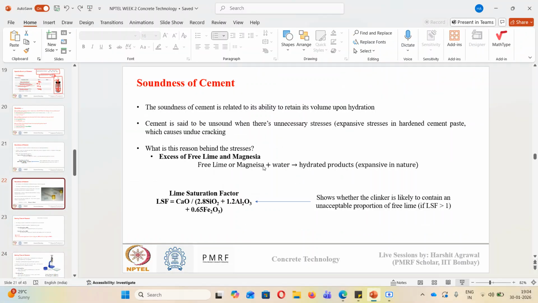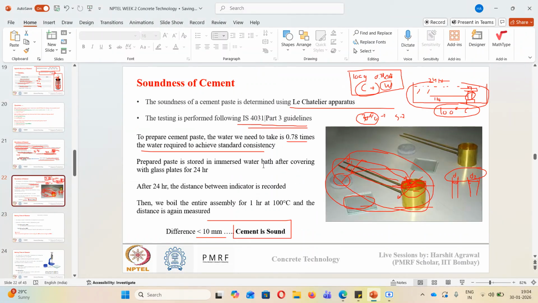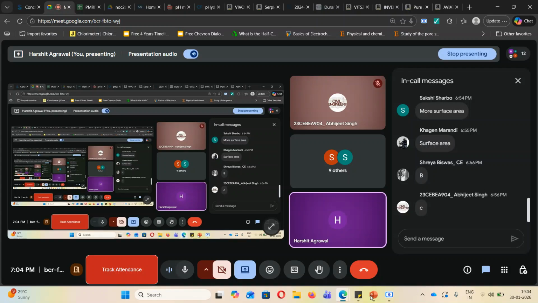Is everyone clear with the soundness test? Any doubt in this? Any doubt in the soundness of cement testing? How much water we are taking, how we are preparing the sample, why we are keeping it in the immersion bath for 24 hours, why we are heating the entire assembly at 100 degrees Celsius for 1 hour. I hope everyone is clear with all the steps.